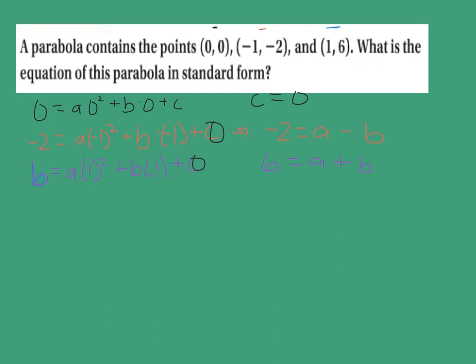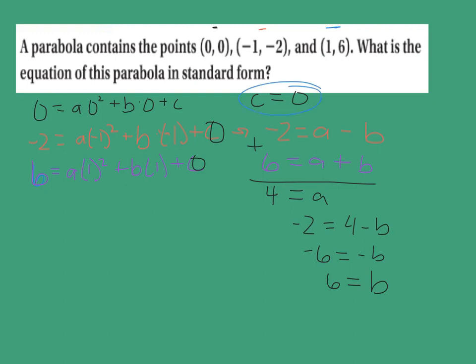So again, I already know that c is equal to 0, so I'm going to solve for a and b. The b's are already opposite of each other, so I'm going to add those two equations together. So I get 4 is equal to a. Now I'm going to plug that back into either equation. I'm going to just pick the top one, so negative 2 is equal to 4 minus b. If I subtract 4, I would get negative 6 is equal to negative b, so 6 is equal to b. Now I have all the parts that I need to write out my equation.